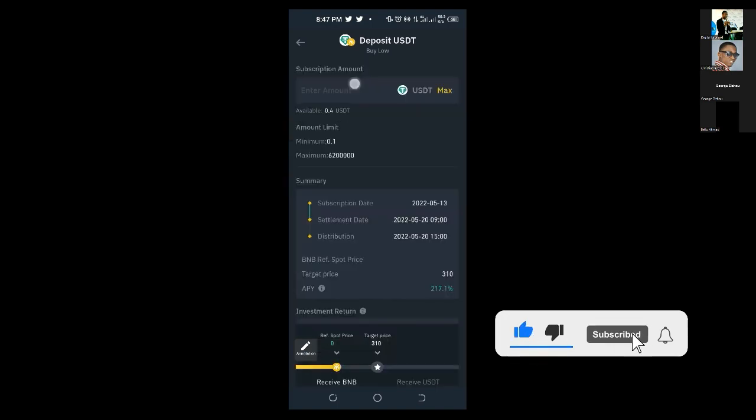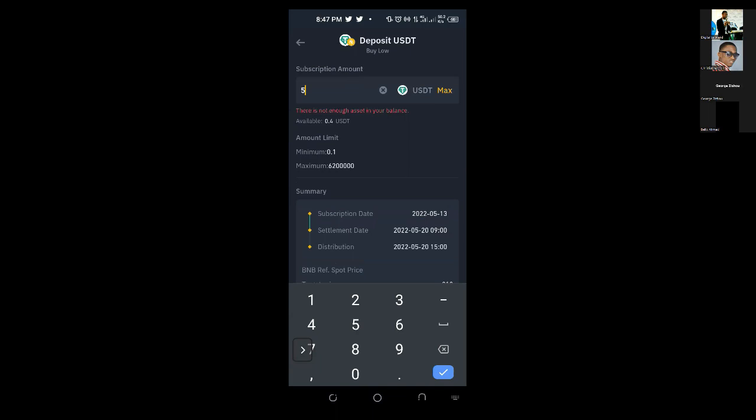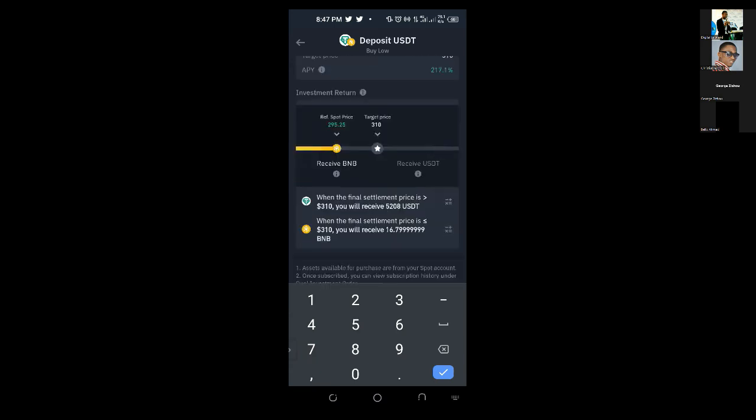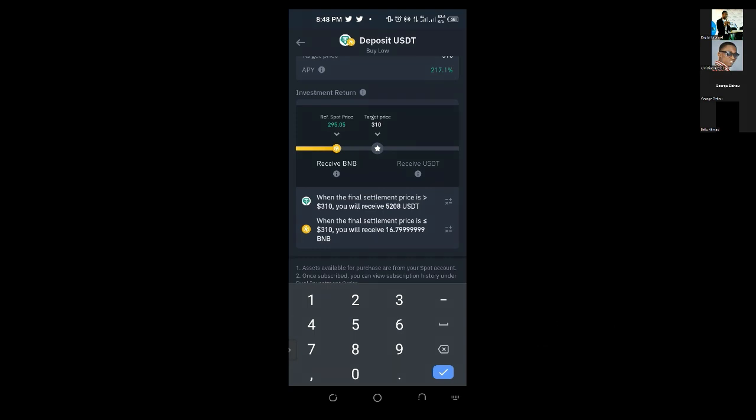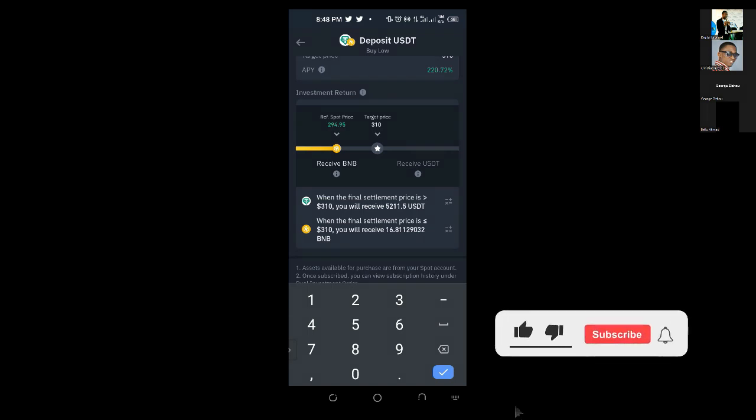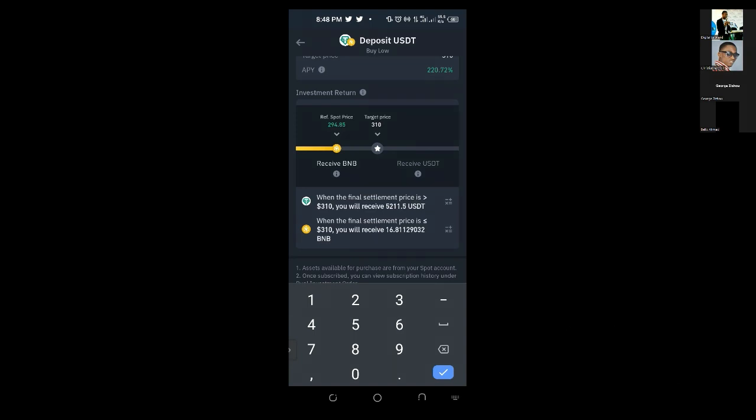Okay, so if I have, for instance, let's say 5,000 USDT, and I go ahead and do that. What this simply means is that on the delivery date, when the final settlement price is greater than 310, you will receive 5,211 USDT. But when the settlement date comes and the price is equal to 310 or less than 310, you will receive 16.381 BNB.